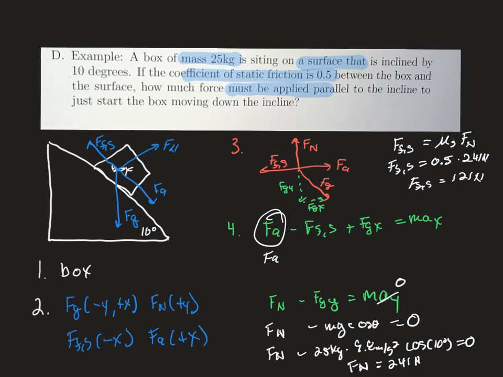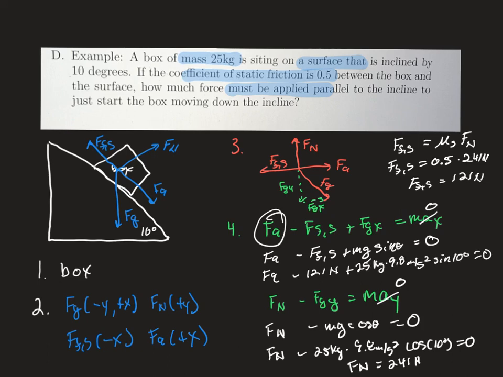So we know force applied minus force of friction static plus mg times the sine of theta is going to equal 0, because we're not moving in the x direction. We're trying to start it in motion, but we haven't moved yet. Alright, so force applied minus the 121 newtons plus 25 kilograms times 9.8 meters per second squared times the sine of 10 degrees sums to 0. That leaves our force applied to be 78 newtons.